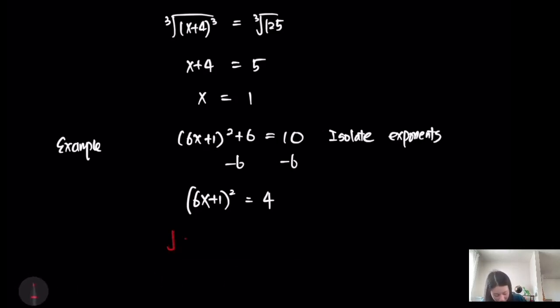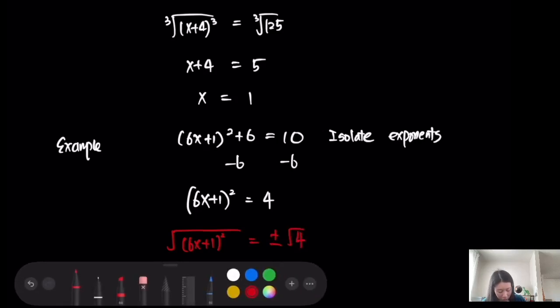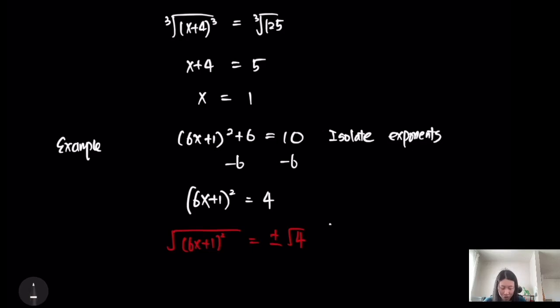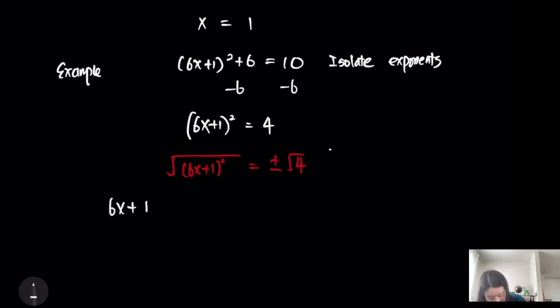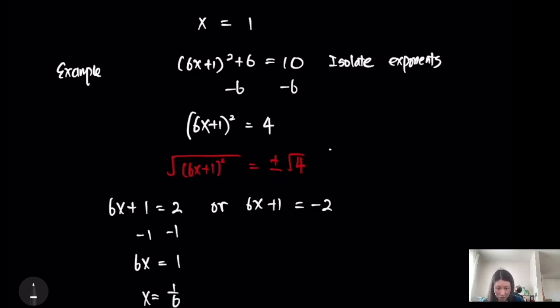All right, square root both sides. I will have a positive and negative square root of 4. To avoid sign errors, it's better to write two equations. So now I have either 6x + 1 = 2 or 6x + 1 = -2. Now I can solve for x. From the first one, subtract 1, 6x = 1, so x is equal to 1/6.